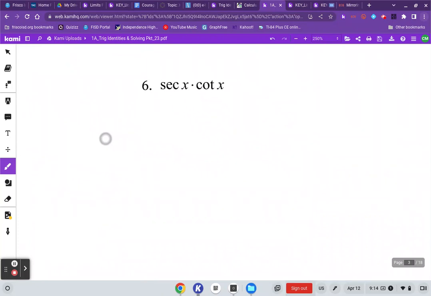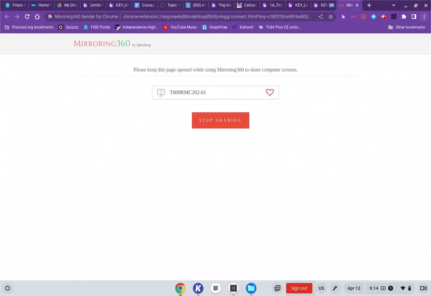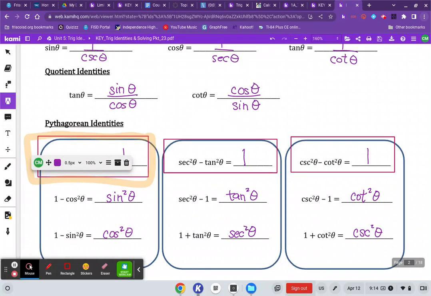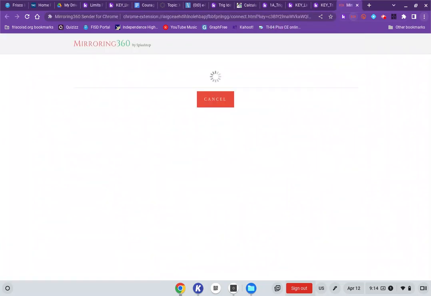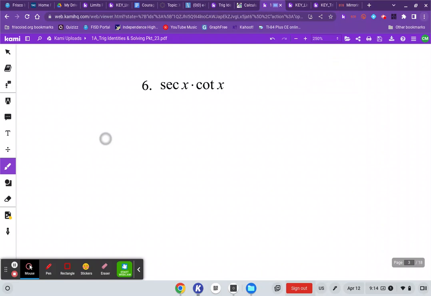Secant times cotangent. Uh-oh, we're not up on the screen. That's not going to work. Let me try again. Where are we? Okay, there we go. Now we're up on the screen.